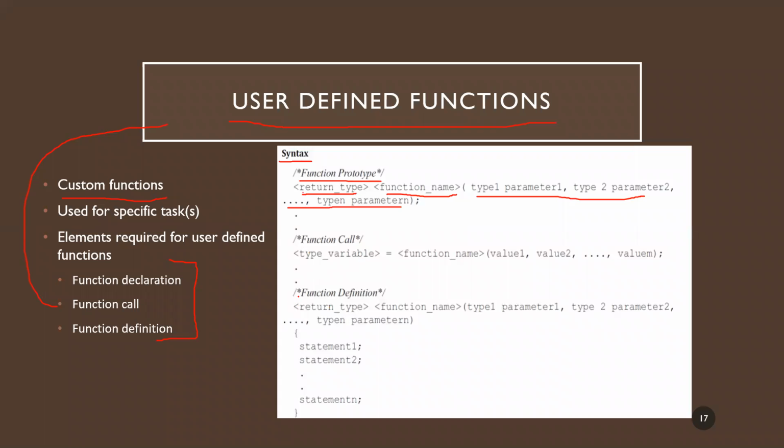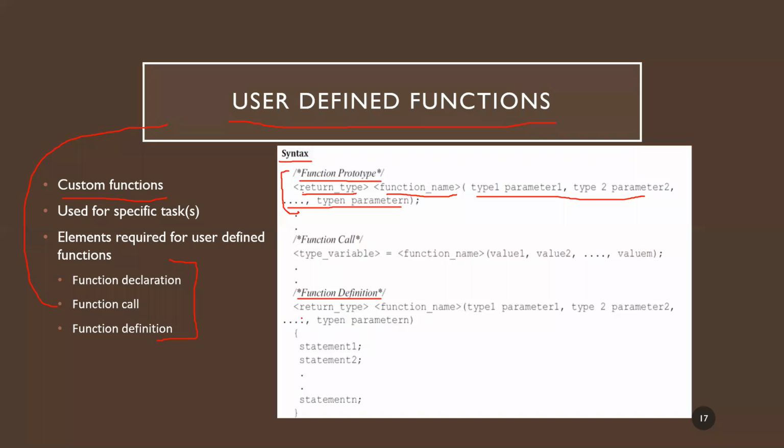So next, what is the definition? Here, what you're doing is declaring the function. This declaration gives you the information regarding the return type, the name of the function, and the parameters it is accepting. Now the definition will tell you what that function will be doing.